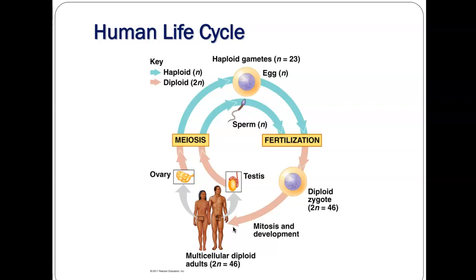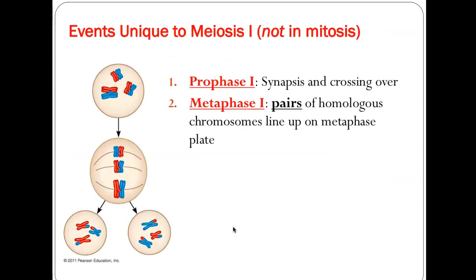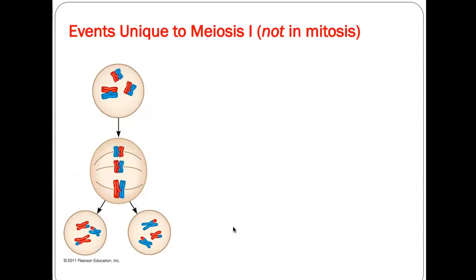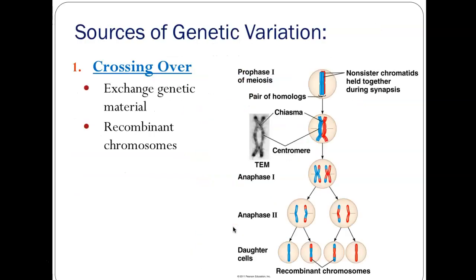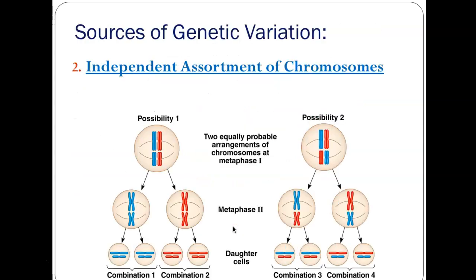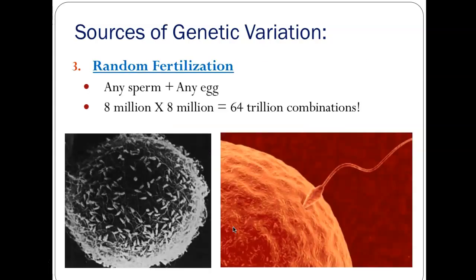Yay. Number 12, what are the sources of genetic variation in a sexually reproducing organism? Number 1, crossing over. Number 2, independent assortment of chromosomes. And number 3, random fertilization. The fourth one would be mutations, but that doesn't have anything to do with meiosis and sexual reproduction, so that usually isn't included in that, but just know that mutations actually do give genetic variation.